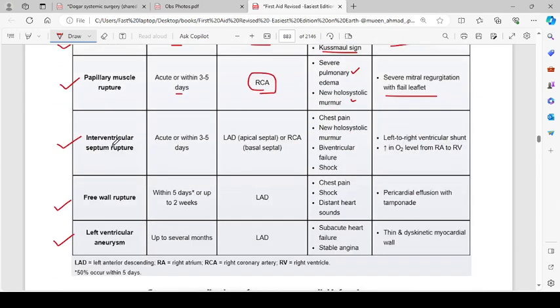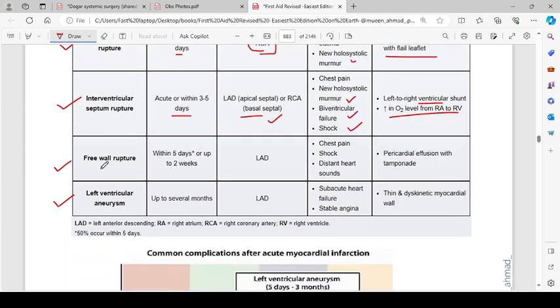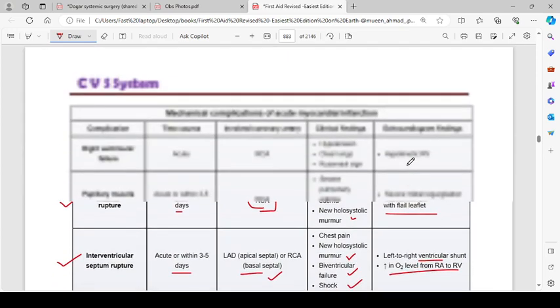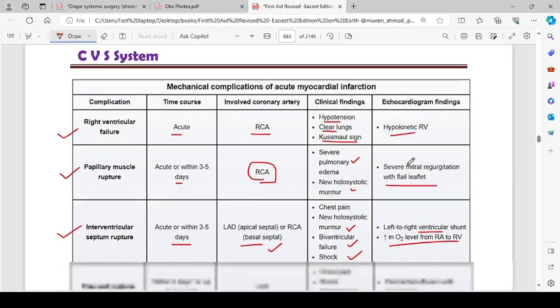Then we have interventricular septum. It is also happening under acute settings, within 3 to 5 days. The left anterior descending artery or right coronary artery, that is the basal septal artery, will be affected. Chest pain, new holosystolic murmur, biventricular failure and shock. There is a left to right ventricular shunt and increased oxygen level from the right atrium to the right ventricle. Then we have free wall rupture within 5 days or up to 2 weeks. The left anterior descending artery is affected. The symptoms include chest pain, shock, and distant heart sounds. Pericardial effusion with tamponade will be the echocardiogram finding.